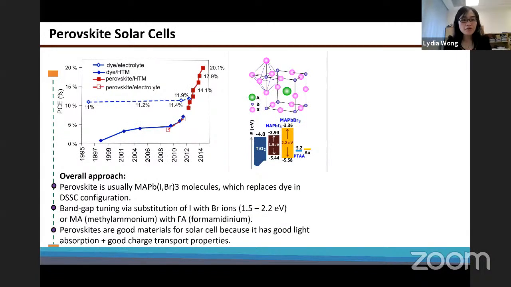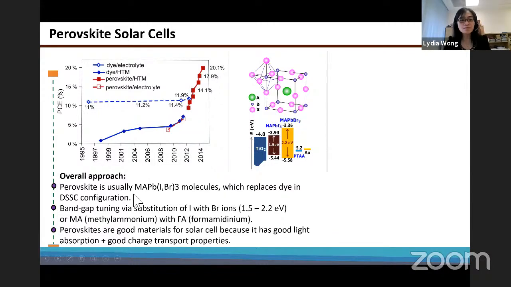Okay, now the efficiency of a dye-sensitized solar cell is around 11% from the 1990s to 2012. So it's around 20 years. The efficiency is stagnant, 11%. People are quite desperate already. Then suddenly they found this material called perovskite. They replaced the dye with perovskite, and the efficiency jumped up. Now it's already 25%, as good as silicon.